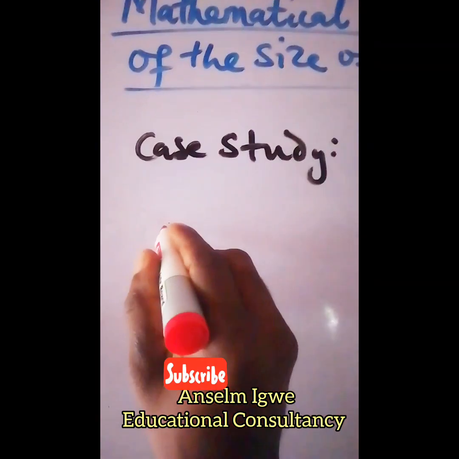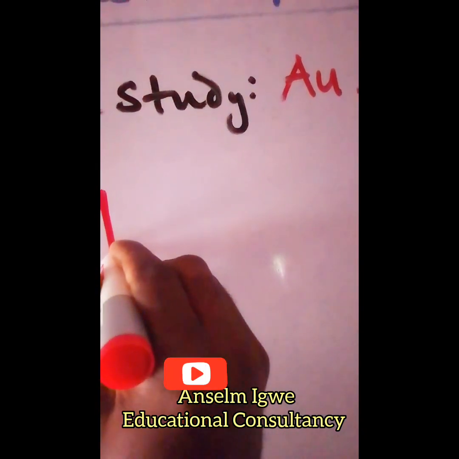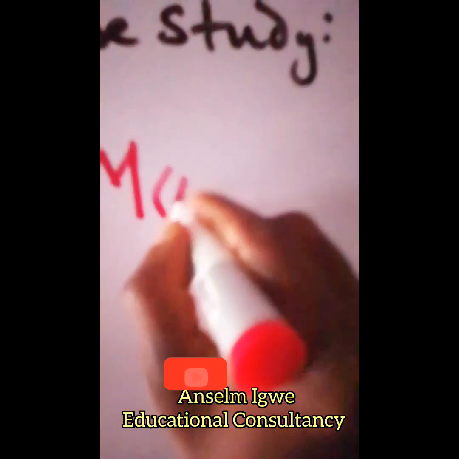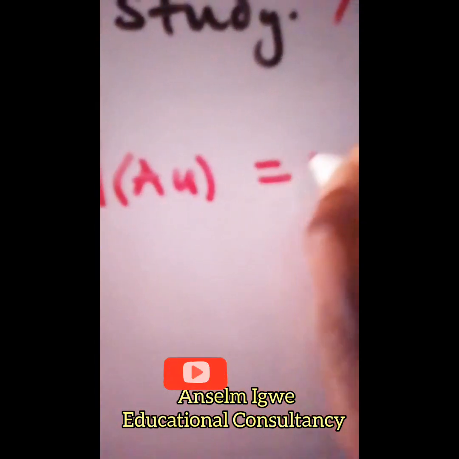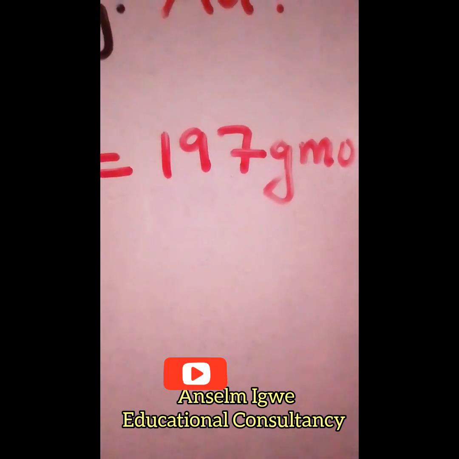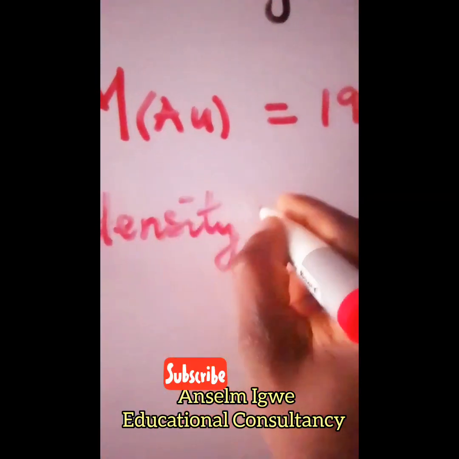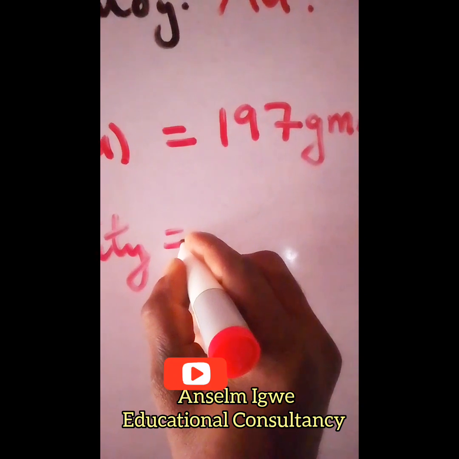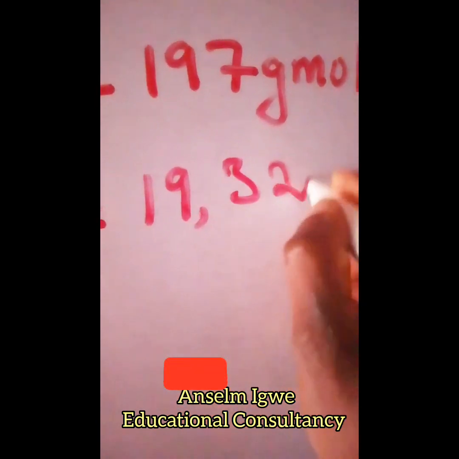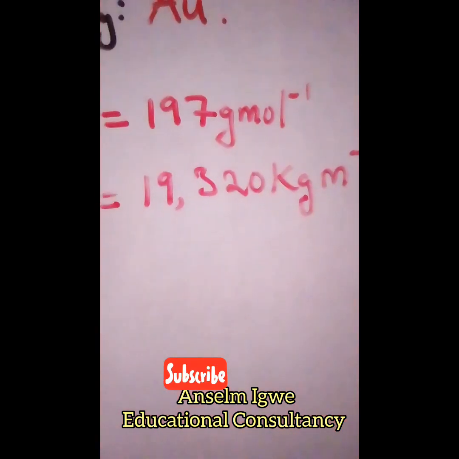So, from the periodic table, the atomic mass of gold is 197 grams per mole. Density of gold is 19,320 kilograms per meter cube. That's the density of gold.